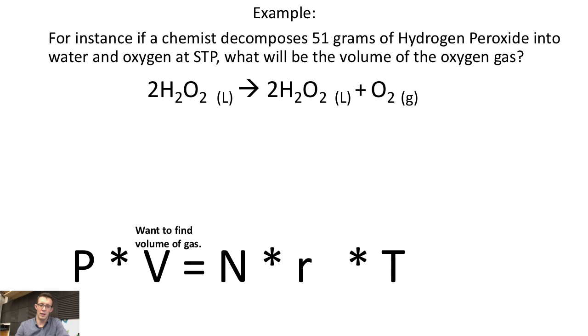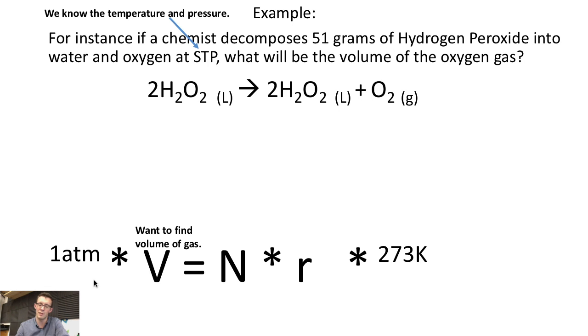So in general, if a chemist wanted to find the volume of a gas, they could use the ideal gas law to do it. They just need to know the pressure, the number of moles in the gas, and the temperature of the gas. In our example, we know the temperature and pressure of the gas because standard temperature is 273 Kelvin and standard pressure is 1 atmosphere. And furthermore, we know that the ideal gas constant with the units that we're using is 0.0821.